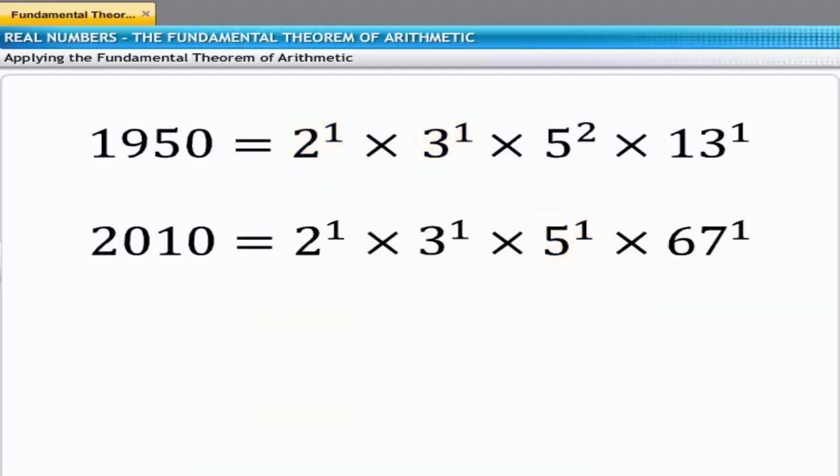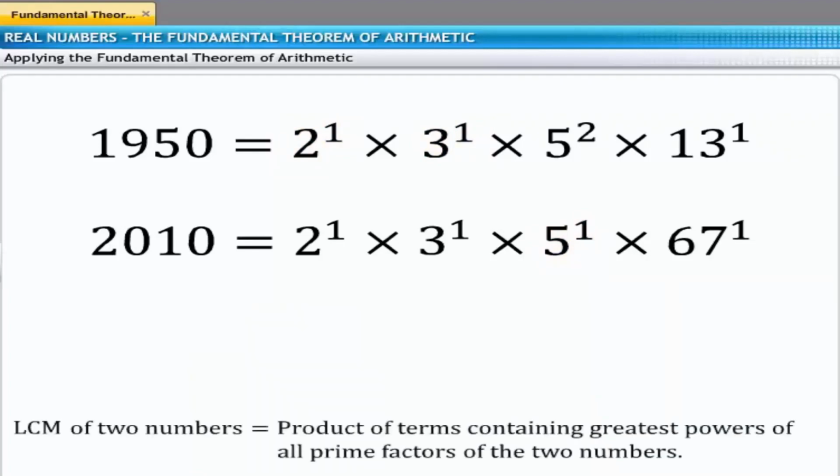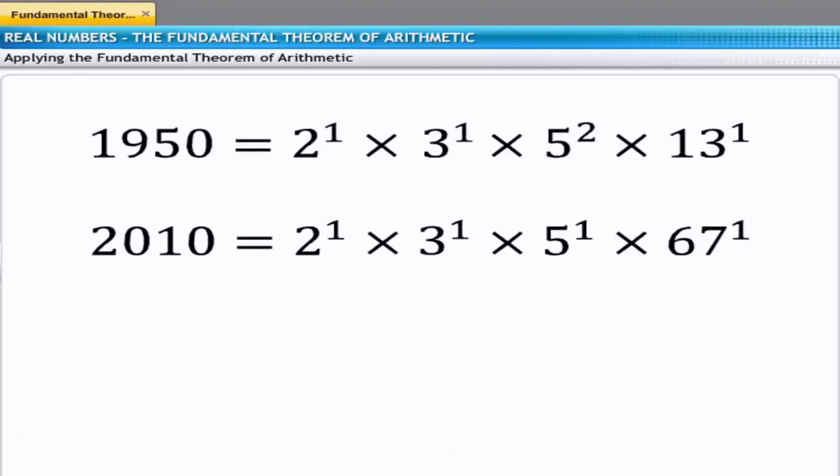Now, let us find the least common multiple, or LCM, of these two numbers. The LCM of two numbers is given by the product of the terms containing the greatest power of all prime factors of the two numbers. Since the greatest power of the common factors 2 and 3 are 1 in both the cases, their power will remain 1 while calculating the LCM.